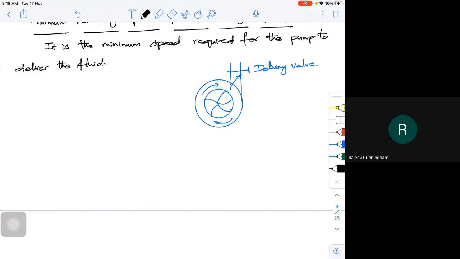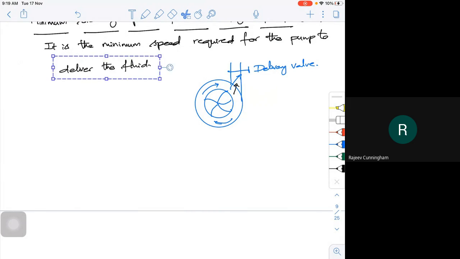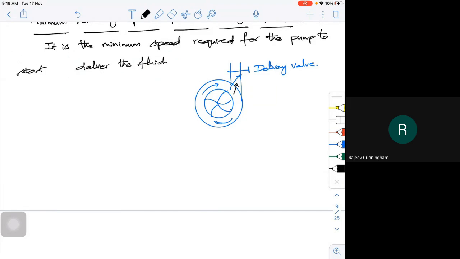But the minimum speed is the speed at which the pump will start delivering the fluid into the delivery pipe. It is the speed the impeller has to rotate at to start delivering the fluid. That is the minimum speed required so that the pump will start delivering the fluid.